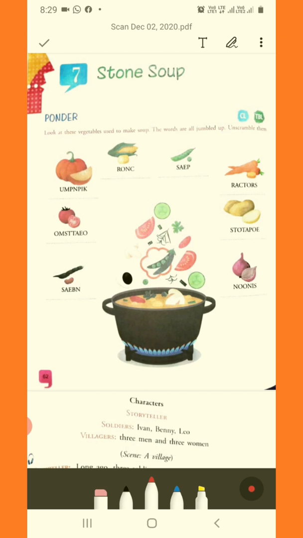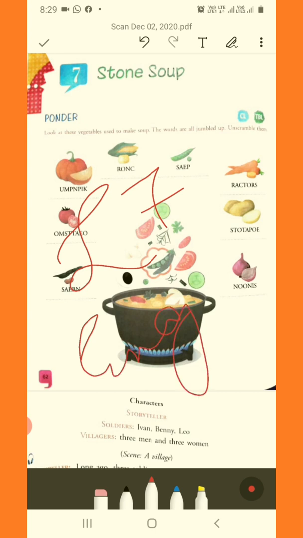Alright, so today we shall take up lesson number 7 from the English course book. Clear? Lesson number 7 from the English course book. The name of the lesson is Stone Soup.